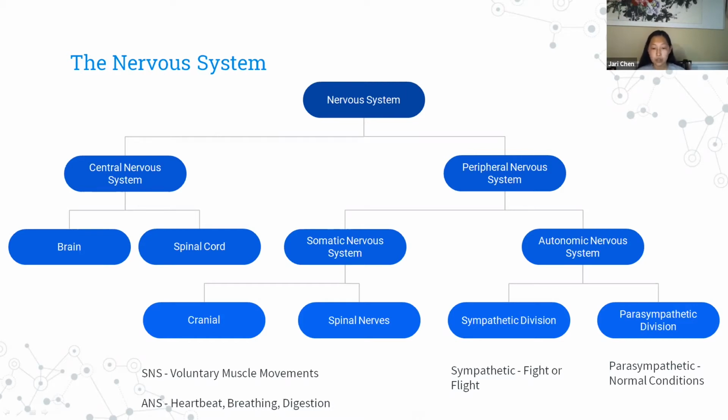So when you encounter this bear, your body will be aroused by the sympathetic division of the nervous system, and it will start doing things like quickening your heartbeat, dilating your pupils, increasing your breathing, stuff like that, so that it's getting you ready to either run away or fight that bear that you encountered.